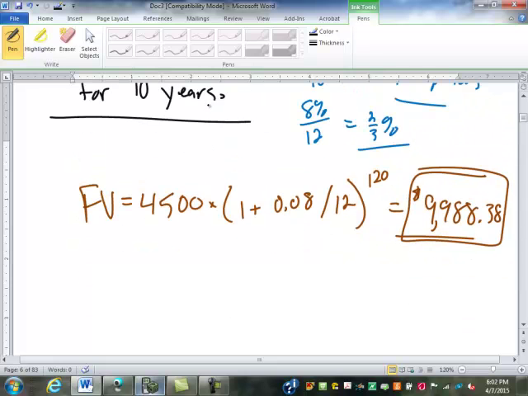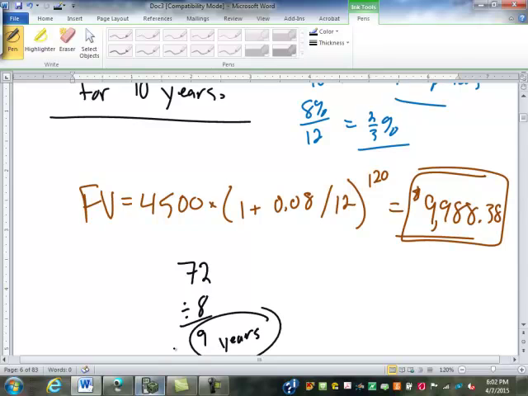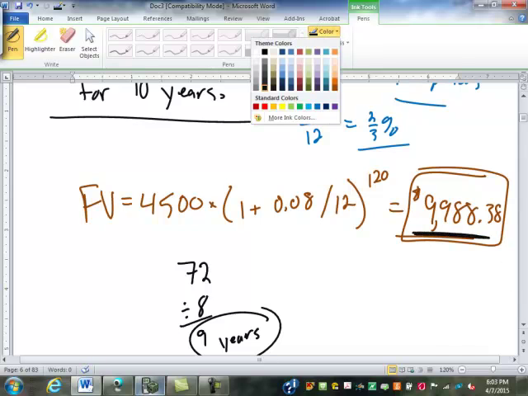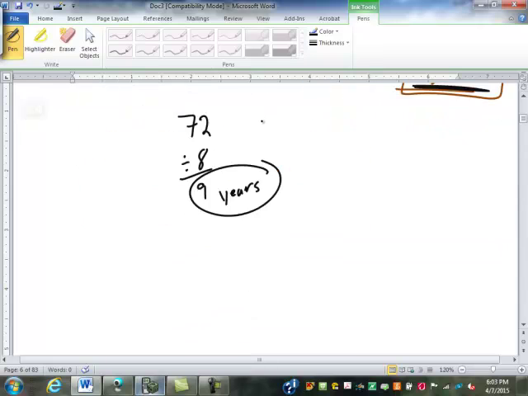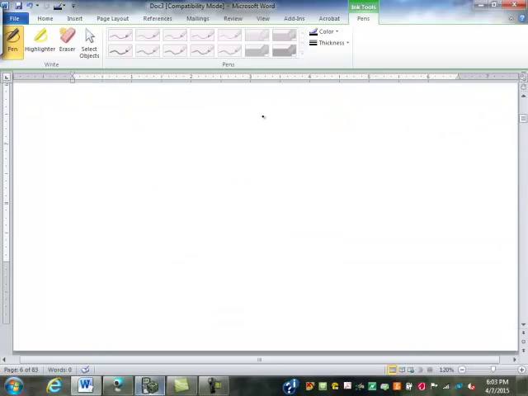In banking, they call it the rule of 72. For example, this was 8%. So if you take 72 divided by 8%, you get 9. That means it's approximately 9 years for your money to double. You'll see in 10 years, this a little bit more than doubled. So that is finding the future value.